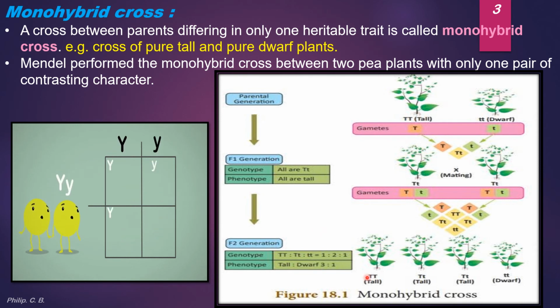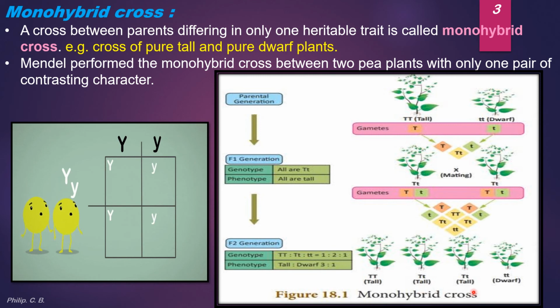Then the image for monohybrid cross: in the parental generation, we can see TT for tallness, small t small t for dwarf, which give the gametes capital T and small t. When crossing over takes place, we get in the F1 generation genotype all capital T small t, whereas phenotype all are tall. So here we can see capital T small t, capital T small t. The gametes will be capital T and small t. In the F2 generation, when these are crossed, we get capital T capital T, one pure tall, capital T small t, the hybrid one, capital T small t, again the hybrid one.